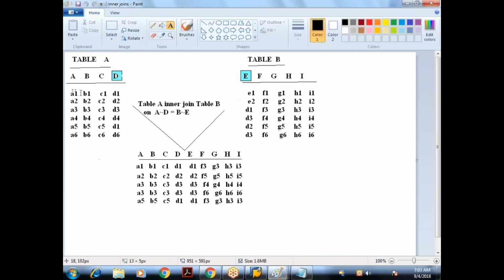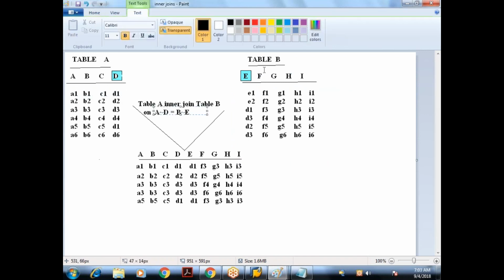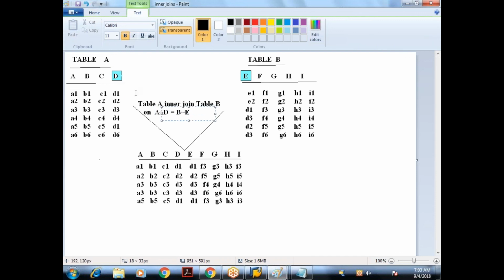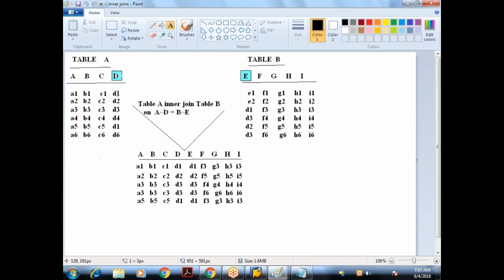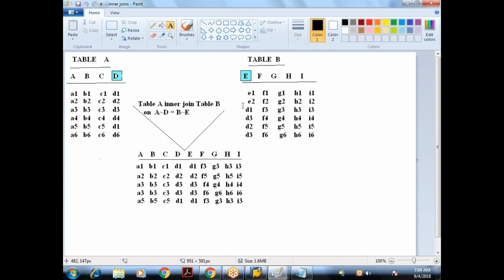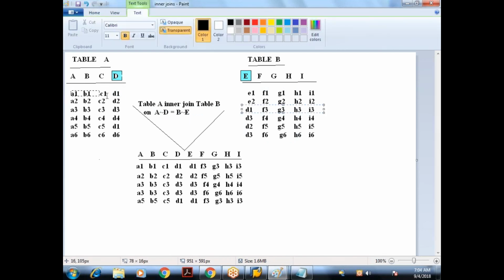So here, A1, B1, C1, D1. You are saying A of D is equal to B of E. The fields we are comparing are D and E. What is the value of D here? D1. Do we have any matching row in the right hand side? Yes, the third row is matching. D1 is available here, so it will pick up that row. Left hand side row is A1, B1, C1, D1. Right hand side matching row is D1, F3, G3, H3, and I3.